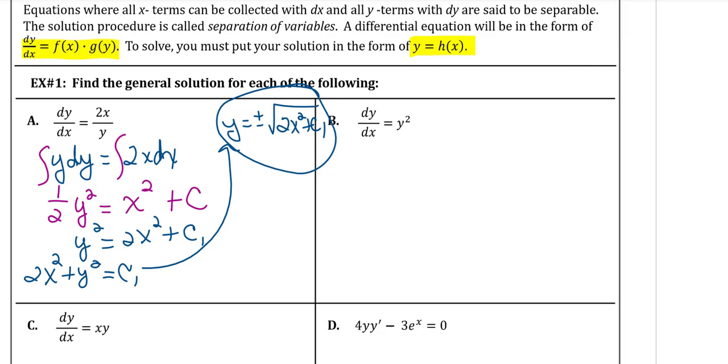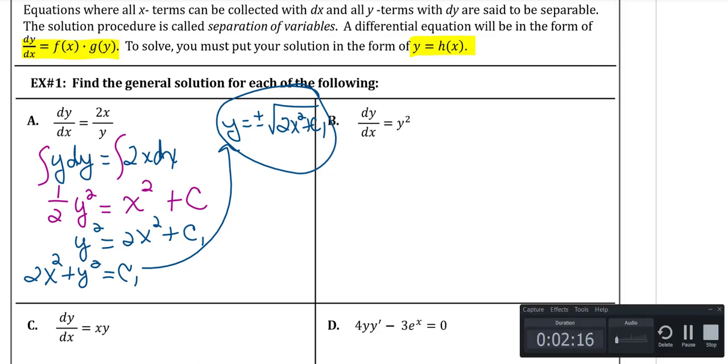Okay, letter B is the same type of problem, so I am going to leave that for you guys to do, and then I will write the solution here. Same with letter C. So I'll put the answers for both of those. Pause the video at this point, work them out, and then check your answers.